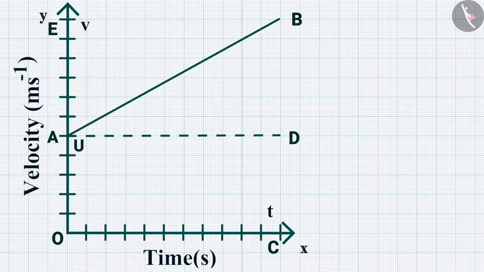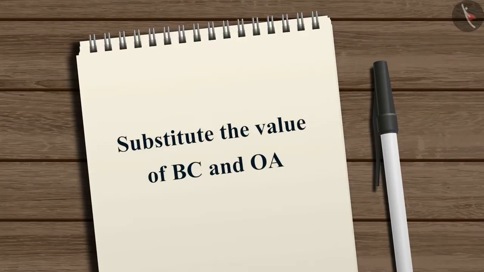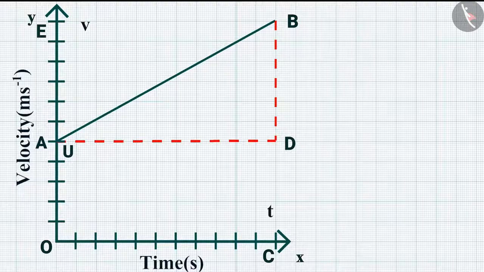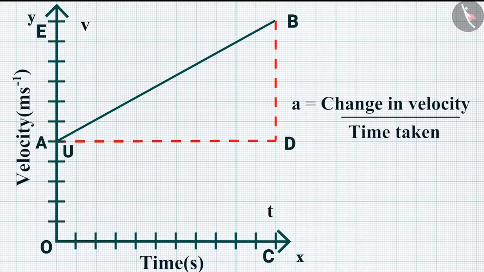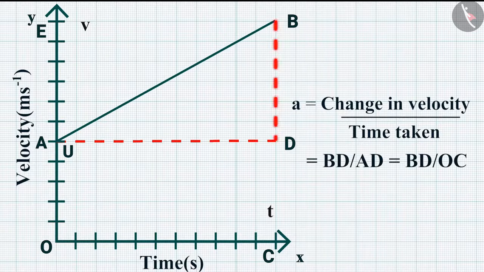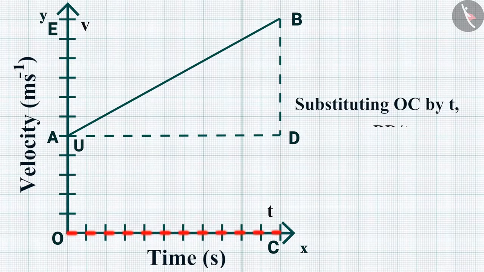We can see from the graph BC = BD + DC = BD + OA. Now, we can substitute the value of BC and OA in the previous equation to get v = BD + u. BD = v - u. From the graph, we can find the acceleration a = change in velocity upon time taken, which is equal to BD upon AD, which is equal to BD upon OC. Substituting OC by t, we get a = BD/t. BD = at.